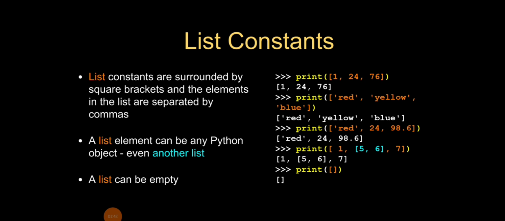Print 1 comma 24 comma 76. Here we are separating the values by using a comma. And then next is red comma yellow comma blue. Here also we are using a comma.